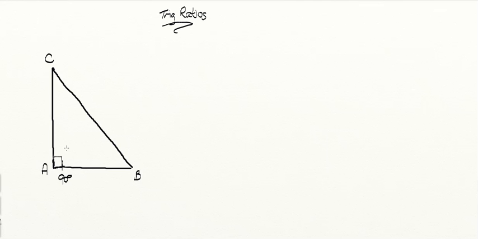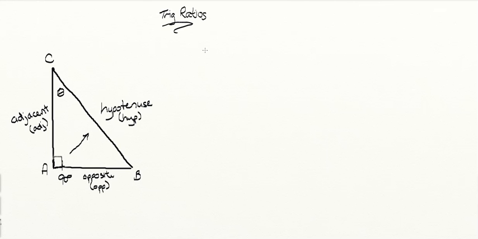The first thing we need to do is label the sides. In trigonometry, the side that is opposite the right angle is called the hypotenuse, just like for Pythagoras. The other two sides are dependent on which angle you are interested in. So if we say we are interested in this angle, we'll call that angle theta, then the side right next to theta is called adjacent. And the side that is opposite angle theta is called opposite.